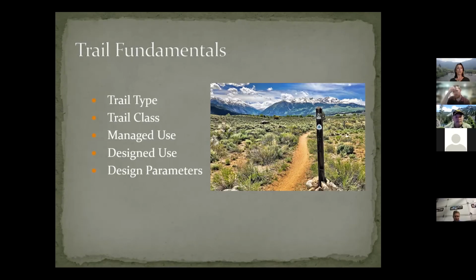So designed use feeds into the managed use piece, where the designed use is basically the design parameters of the trail. So again, like the trail grade, the tread width, clearing heights and widths, that kind of thing, that require the most demanding specifications. So it would be which managed use requires the most demanding specifications for that trail. A trail only ever has one designed use, but it can have many managed uses. And then the design parameters, I already said, are the clearing heights and widths and the tread width and the grades and slopes and all that kind of thing.